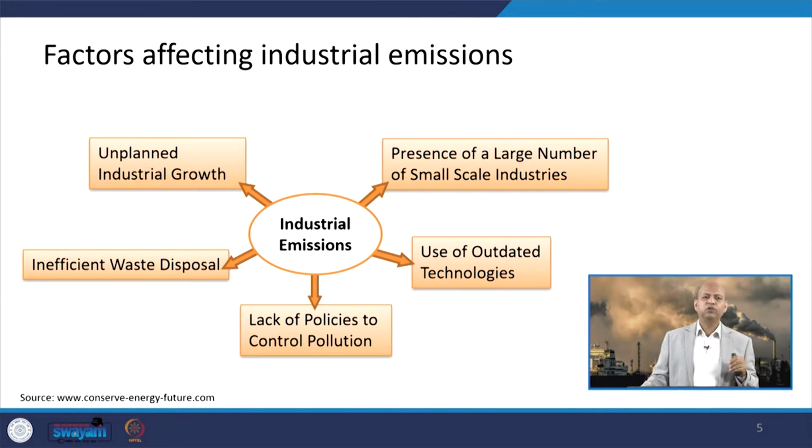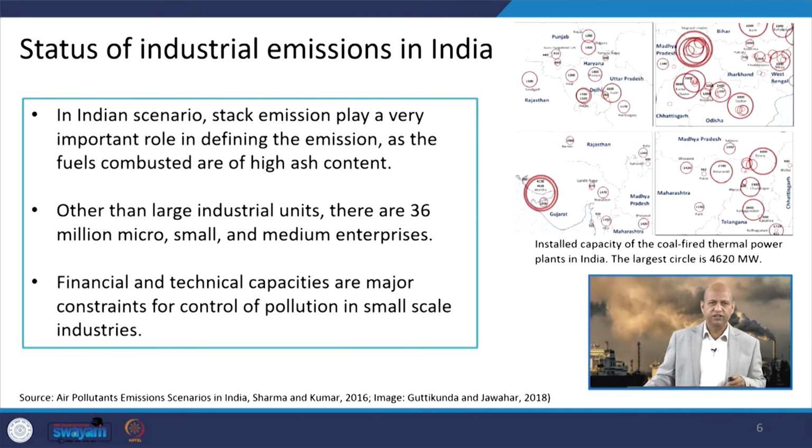Well, policies matter too, so if there are no appropriate policy interventions, then emissions may also be higher. Inefficient waste disposal can be one reason for more industrial emissions. Unplanned industrial growth can be responsible for large scale emissions. The reason is that if the industries are planned, it is easy to control them, to implement policies or certain technological interventions. Unplanned growth deters these kinds of policy and technological interventions.